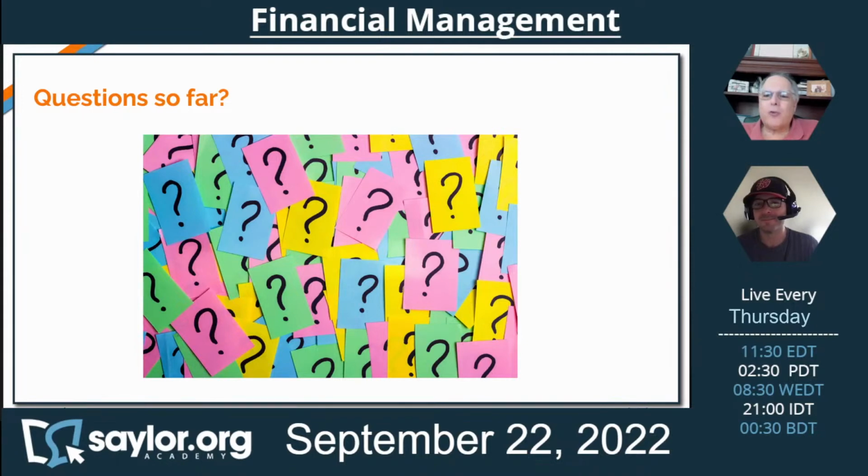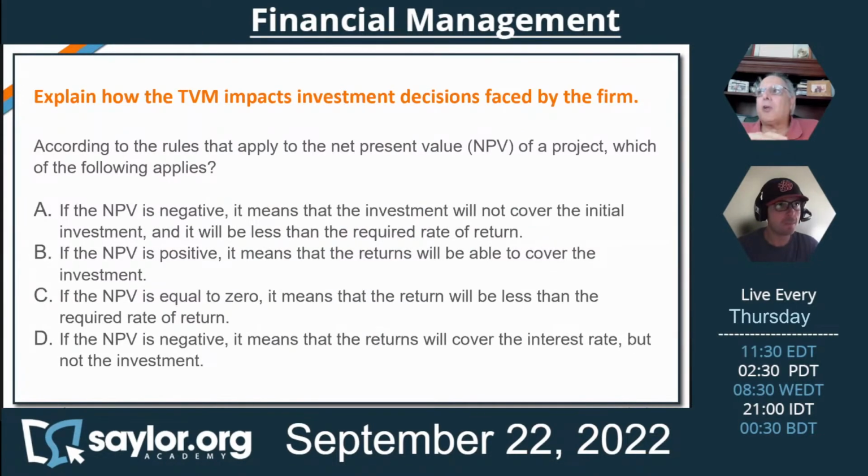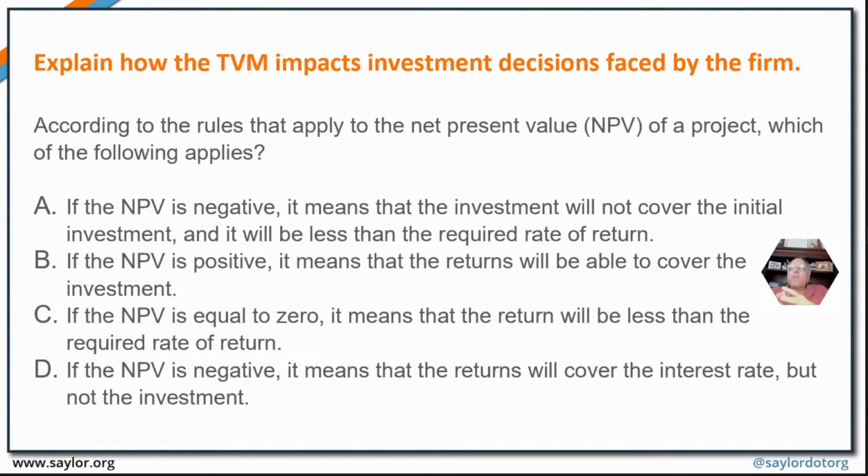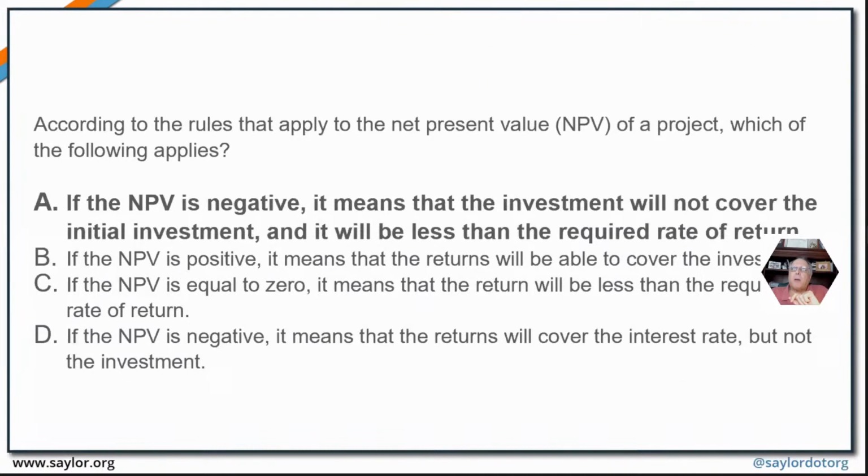So our next question is going to be talking about looking at the value of investments. And so one of the things we talked about was calculating the net present value of a project. And if you recall, when we calculate net present value, you can have a couple of different results. It can be negative, it can be positive, it can be zero. Which of the following applies when we're looking at making a reasonable decision here on an investment?